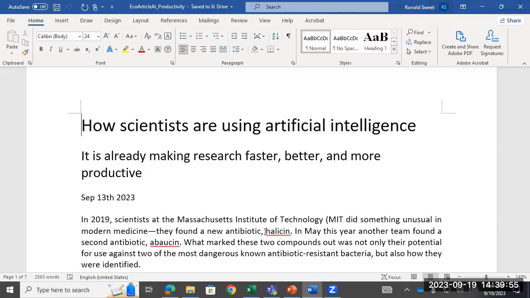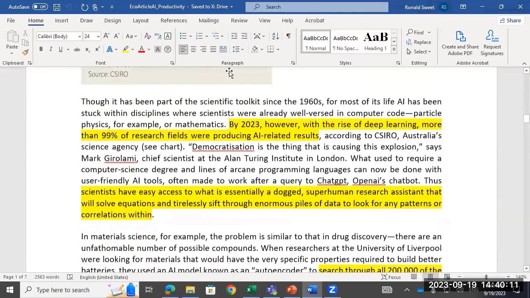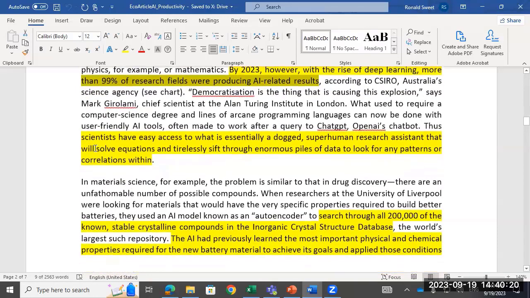All right. So we're going to talk about bucks today on stocks, but I want to talk a little bit about productivity. We talked about AI. Could AI be a productivity changer? So this article in The Economist I thought was interesting. Just a few quotes in here. In 2023, with the rise in deep learning, more than 99% of research fields, I don't know what the 1% is, scientists have easy access to what is essentially a superhuman research assistant.